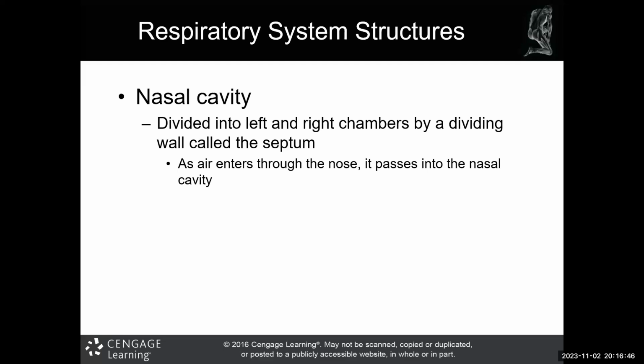The nasal cavity are the chambers inside of our head. There's the left and the right chamber divided by a wall called the septum. So as air enters through the nose, it passes into the nasal cavity. So it goes up into the nasal cavity where the air goes.